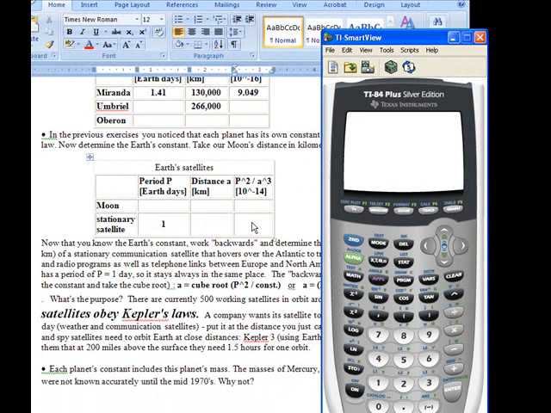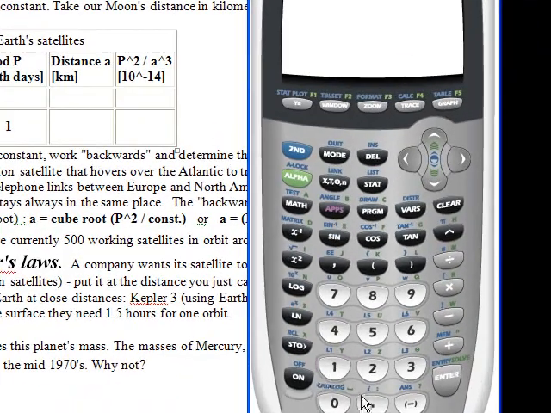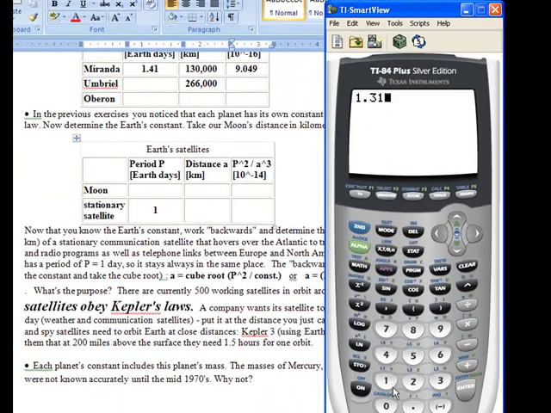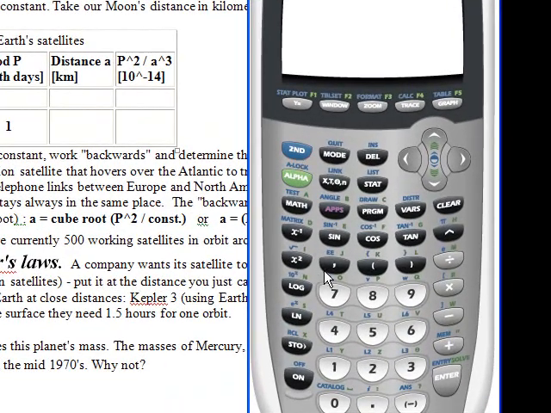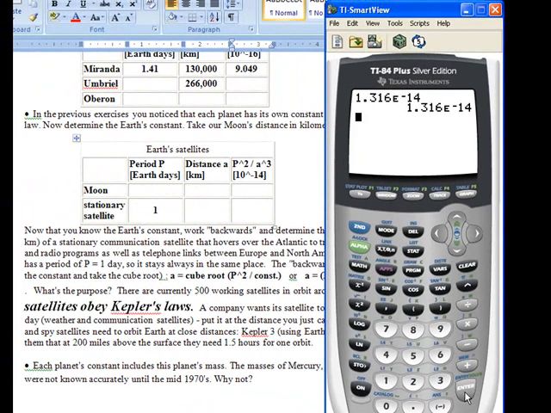Let's assume that we came up with 1.316 10 to the negative 14 for that constant calculated from the moon. That would be the same constant for the stationary satellite. So that's the number you would use. Here you have to work backwards. So instead of squaring and cubing, what you have to do is you have to do the cube root. So let me show you that in order to figure out the distance. So you take the cube root, there it is.